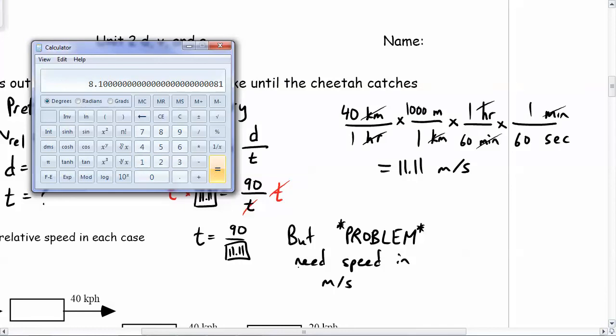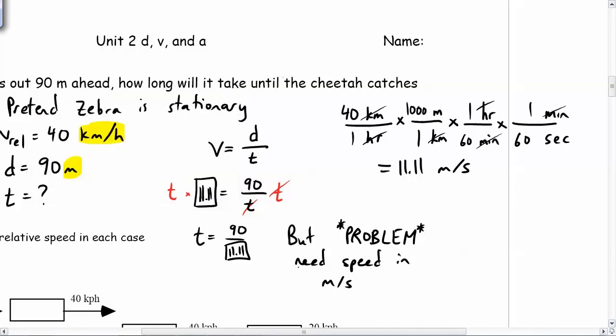So my question had 2 sig figs, so my answer can have 2 sig figs. Or I guess this has only 1 sig fig, so my answer will have 1 sig fig. 8 seconds. Oh boy. 8 seconds before that zebra is lunch. Poor zebra. Are there any questions?